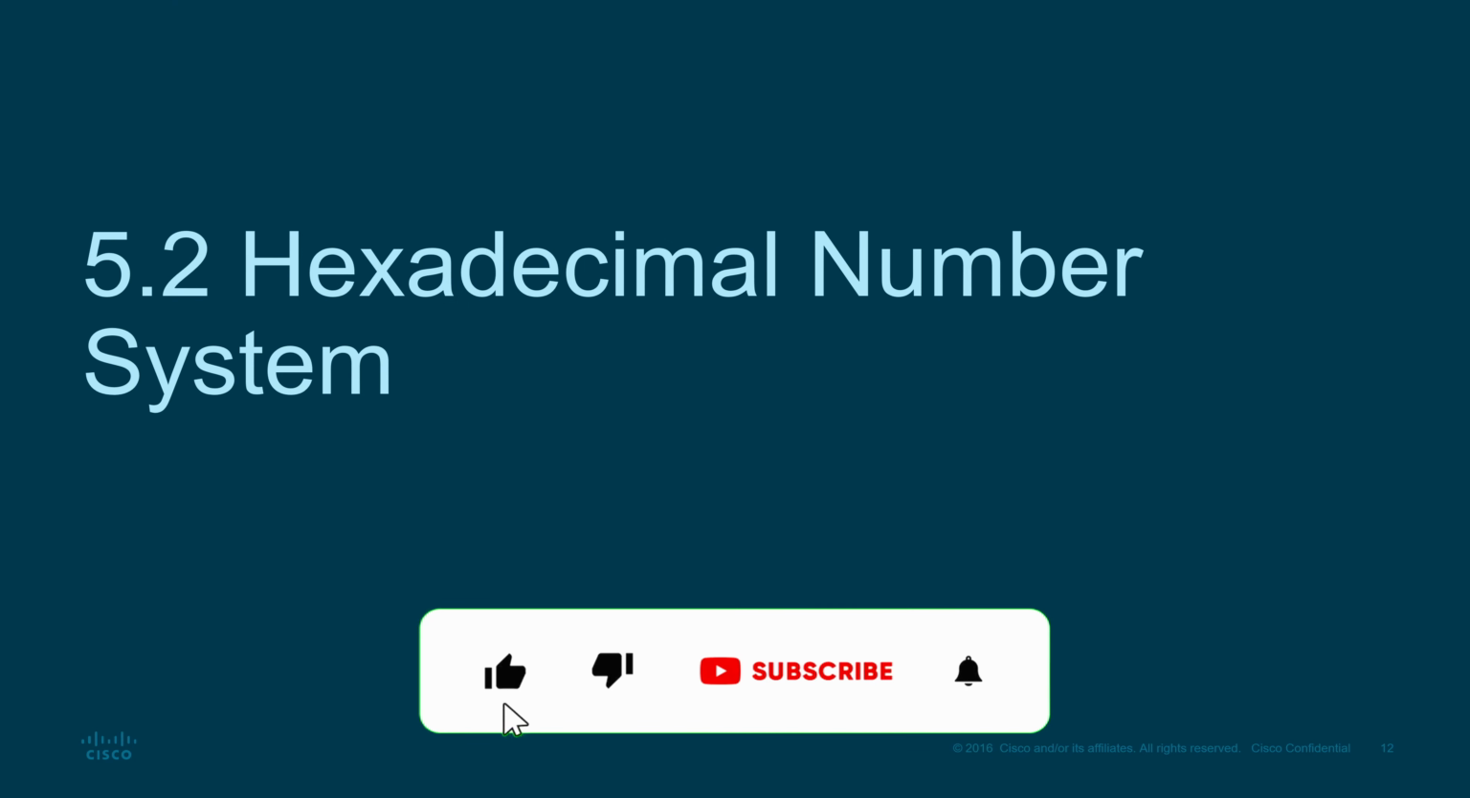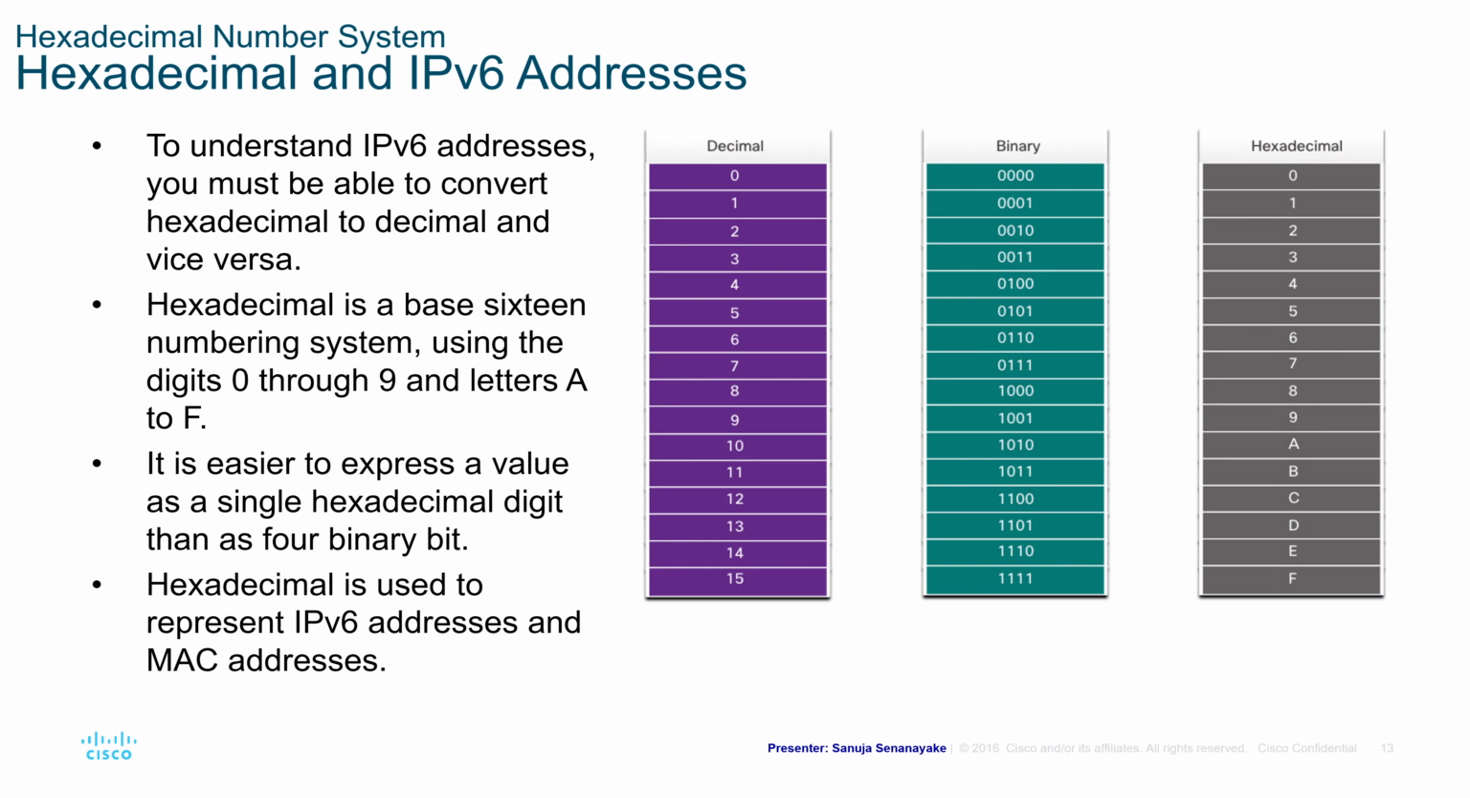Next, we're going to talk about the hexadecimal number system, which is used in the IPv6 addressing scheme. To understand IPv6 addresses, you must be able to convert hexadecimal to decimal and back and forth. Hexadecimal is a base 16 numbering system using digits 0 through 9 and letters A to F. It is easier to express a value as a single hexadecimal digit than as 4 binary bits. Hexadecimal is used to represent IPv6 addresses and MAC addresses.